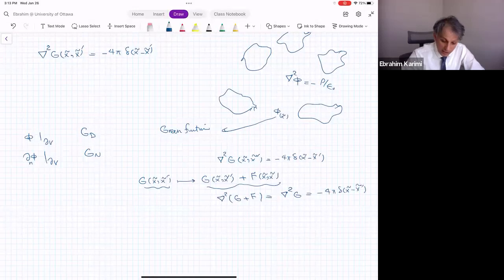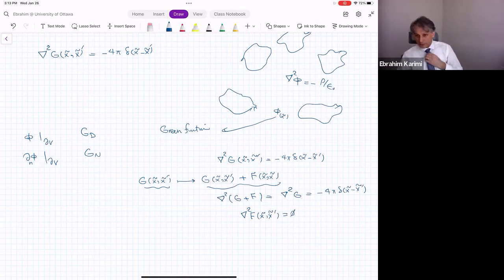What does it mean that the Laplacian of f of x and x prime is equal to 0? Do you agree with me on this? So I have a freedom in the choice of the Green function. I can change the Green function with any other function f, which we'll discuss what we mean by any. We have to be a little bit careful of that.